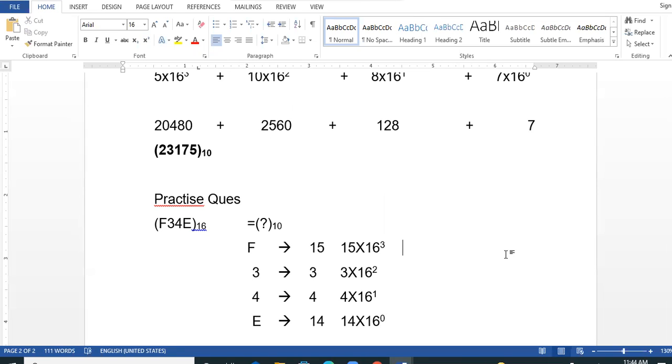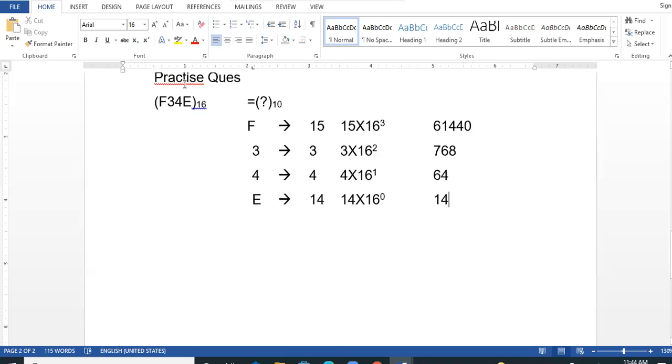So it is 16 into 16 into 16 into 15. It is 61440. Then you have 256 into 3, it is 768. Any problem? Then you have 16 into 4, that is 64. And finally, you have 14. Okay. So we add 14 plus 64 plus 768 plus 61440. We get 61596. How many are compatible with me?